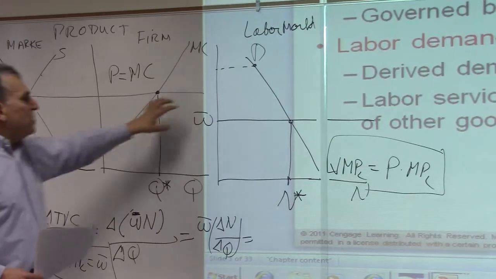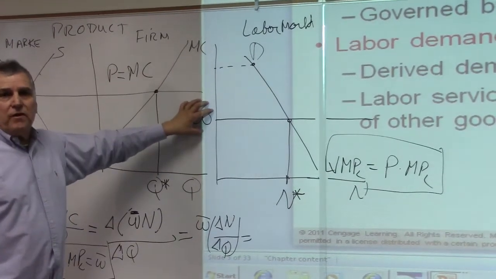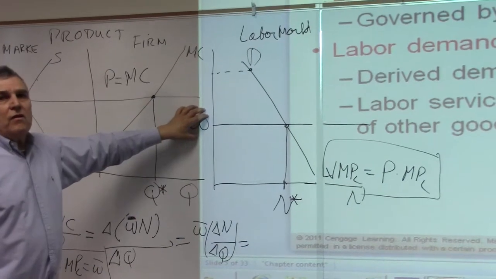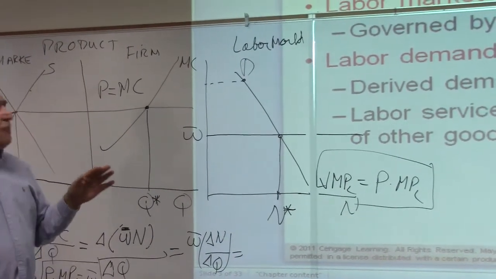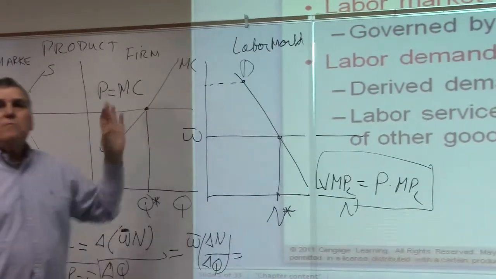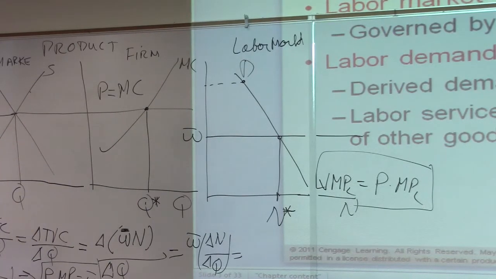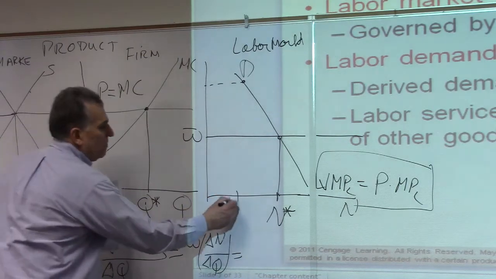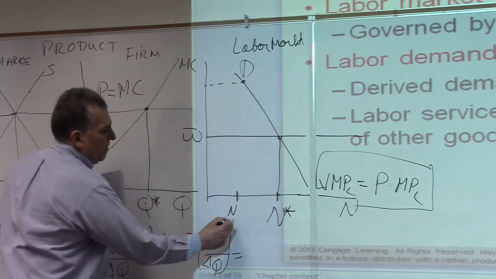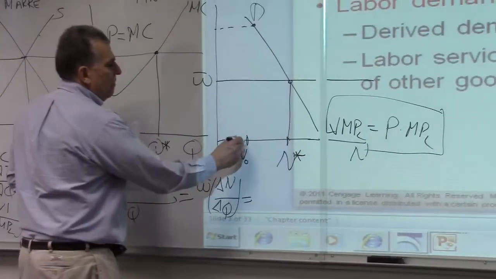Okay? This wage rate is given to the firm in the labor market. Given this wage rate, or any wage rate, the firm looks at the wage rate and compares it to the worker's marginal product, the value of the marginal product. For example, let's say the firm is at this point, hiring N0.